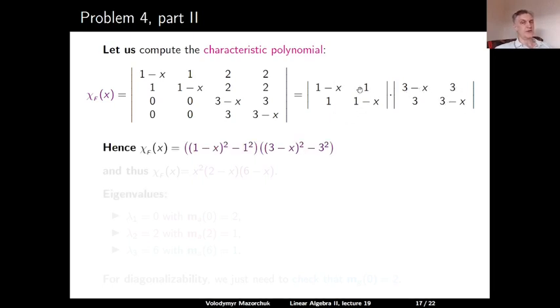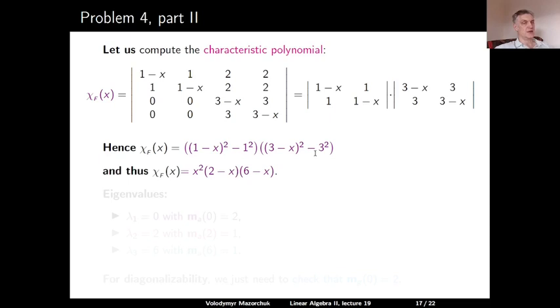The determinant of the first factor here is 1 minus x squared minus 1 squared, and the determinant of the second factor is 3 minus x squared minus 3 squared. So in both cases we have a difference between two squares. So the first one is 1 minus x minus 1 times 1 minus x plus 1, and the second factor is 3 minus x minus 3 times 3 minus x plus 3.